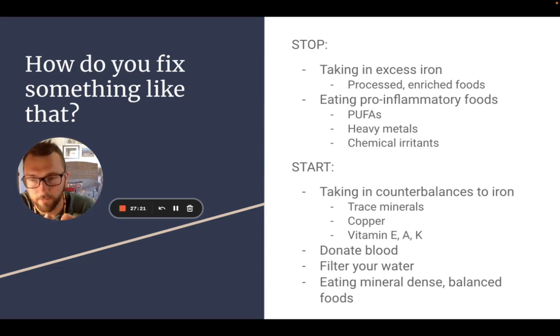You need to filter your water. There's heavy metals in your water. There's chlorine in your water. Okay. And then eating mineral dense food. You ask yourself, well, Bowie, what am I supposed to eat? It's not as complicated as you think. Most vegetables, most fruits all have naturally occurring compounds that either counterbalance iron in the minerals that they offer or effectively chelate iron to deactivate it and make sure that it isn't absorbed.